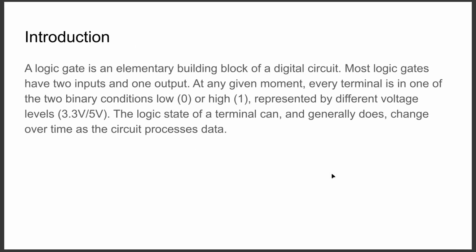Okay. So introduction. A logic gate is an elementary building block of a digital circuit. Most logic gates have two inputs and one output. At any given moment, every terminal is in one of two binary conditions, low or high, represented by different voltage levels, either 3.3 volts or 5 volts. The logic state of a terminal can and generally does change over time as the circuit processes data.